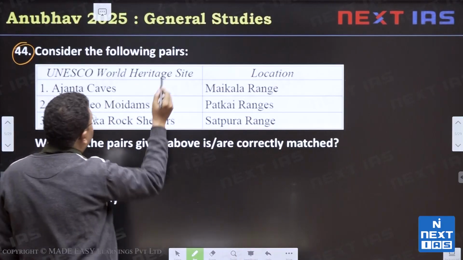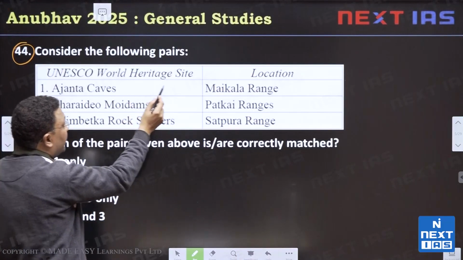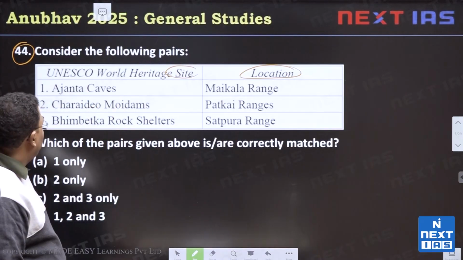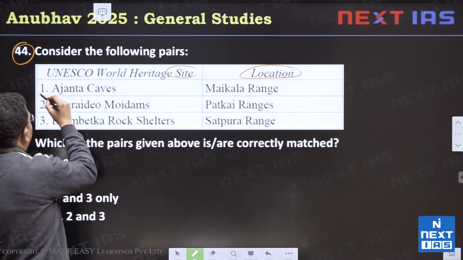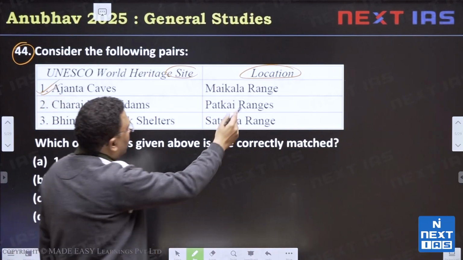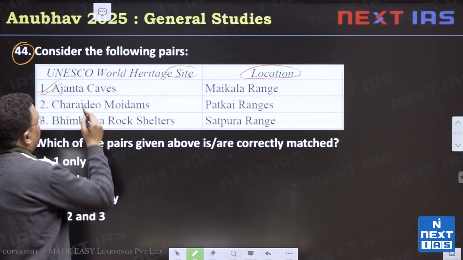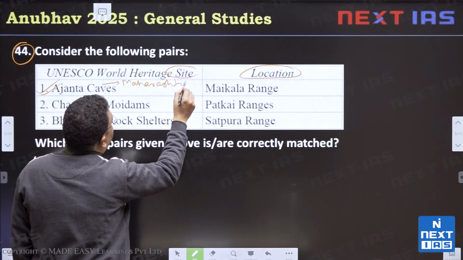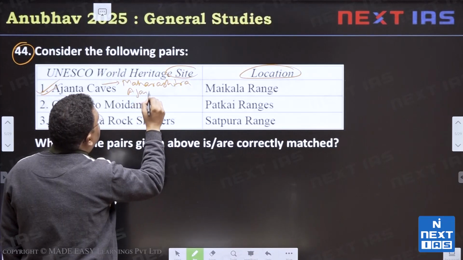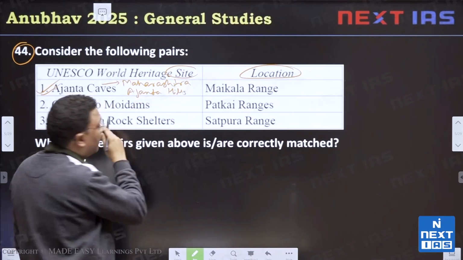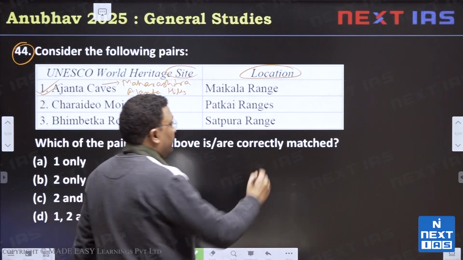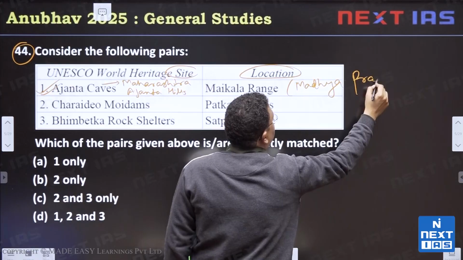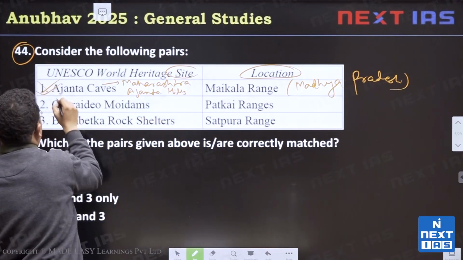It says consider the following pairs. In first column some UNESCO World Heritage sites are given, and in second column their location in the hill ranges are given, right? So let's see them one by one. First is Ajanta Caves, and here it is written Makal Range, right? So Ajanta Caves, as we all know, are located in Maharashtra, and they are located in actually Ajanta Hills, and that's why they are called Ajanta Caves, right? But Makal Range, if you see, is located in Madhya Pradesh. So that means this pair is not correctly matched, right?